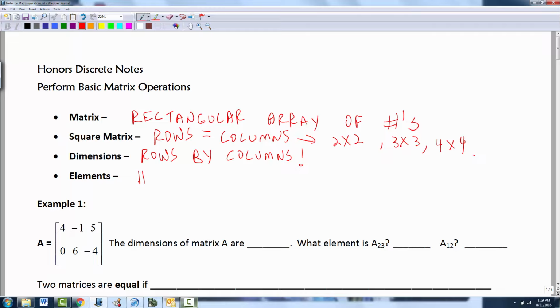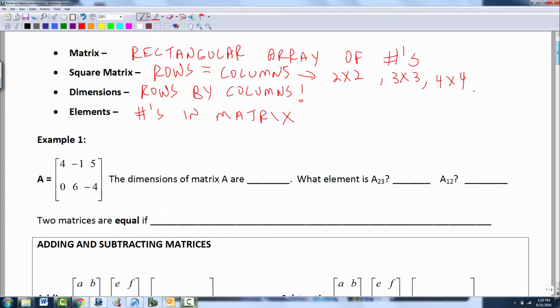Elements are just the numbers in the matrix. And that'll be solidified in the next little organized set of notes. I'm going to leave you alone for a while, but then after I'm going to pick groups and you're going to answer questions. I think I'm going to wait till we get to matrix multiplication.